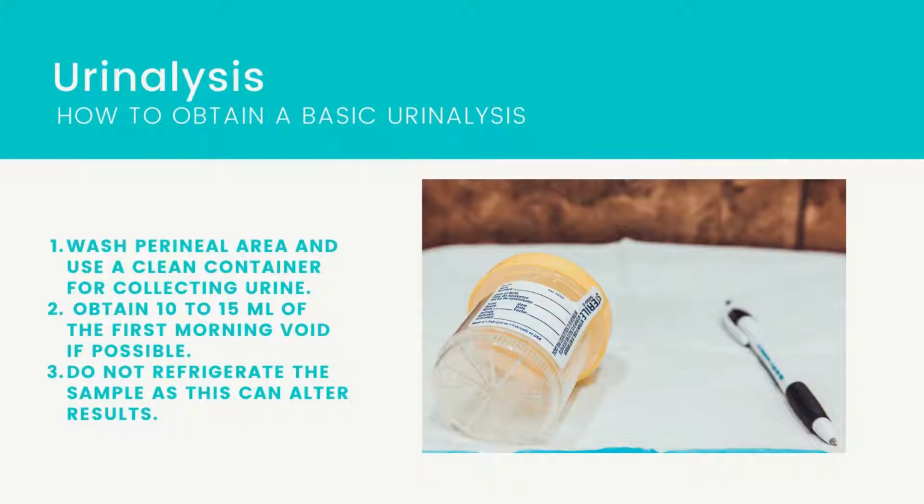1. Wash perineal area and use a clean container for collecting urine. 2. Obtain 10 to 15 milliliters of the first morning void if possible. 3. Do not refrigerate the sample as this can alter results.